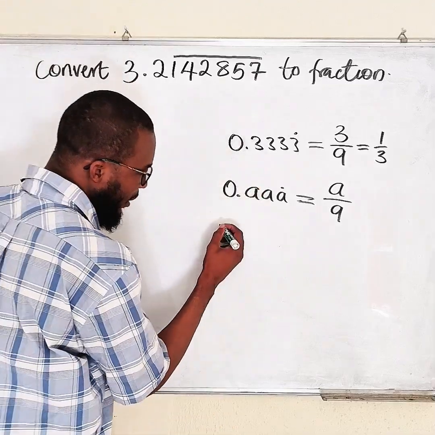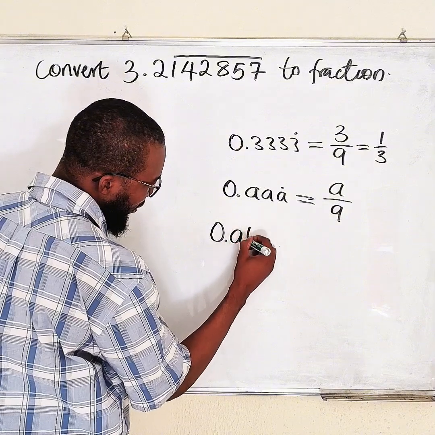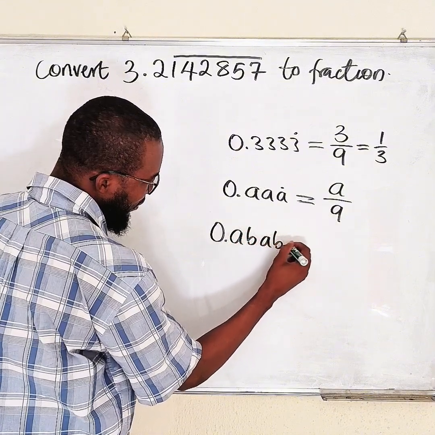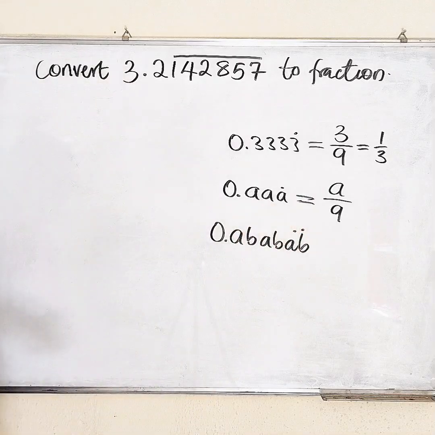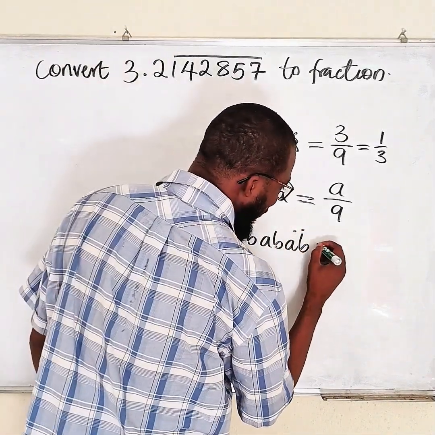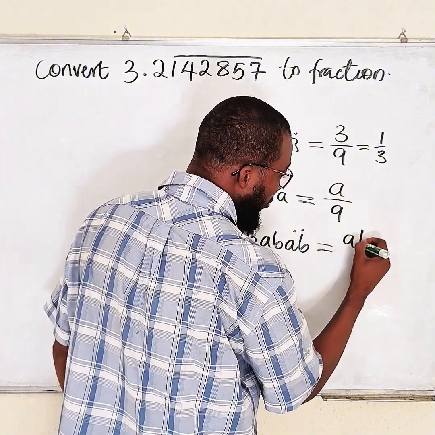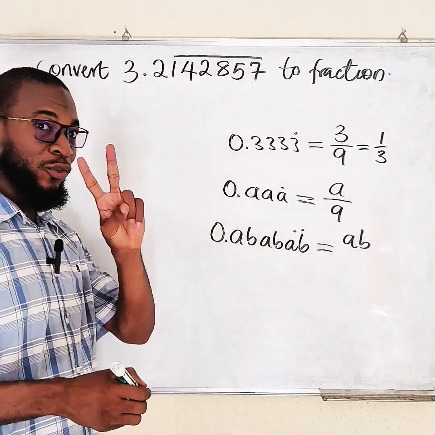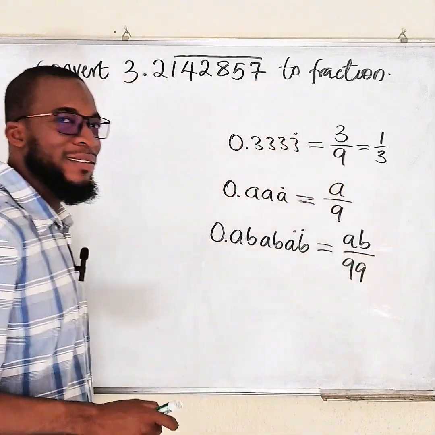And if you have a number like 0.ABAB, where A and B keep on recurring, to convert this into a fraction, just take the digits that keep on recurring, which is AB, but this time around there are 2, so divide by 2 nines, something like this.